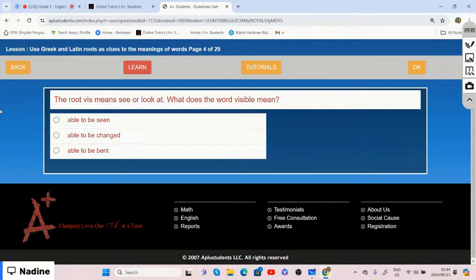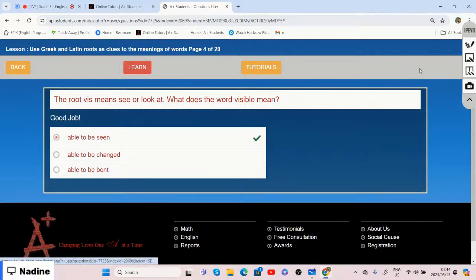All right. And if we were to choose the correct meaning of visible, because remember, vis means to see something or to look at something, it means that visible means able to be seen, right?